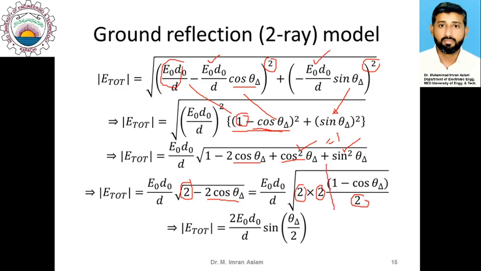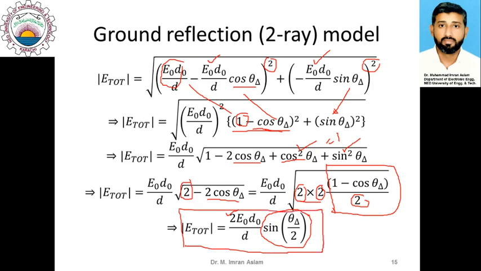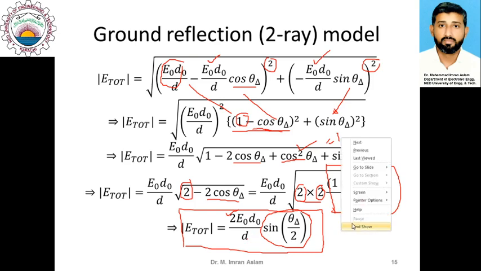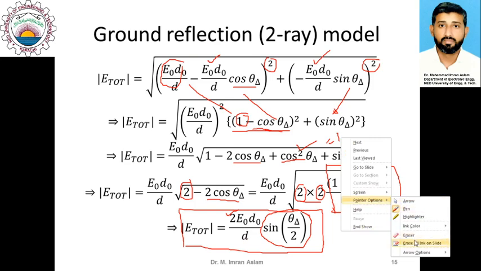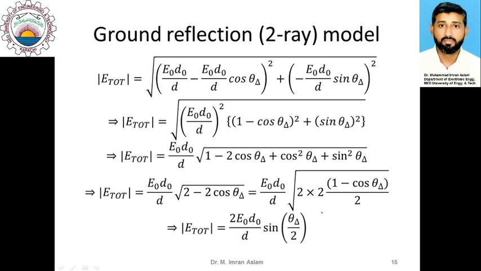So you can see that this entire factor, under root of 1 minus cos theta delta upon 2, is the trigonometric formula of sine half angle, sine theta delta by 2. This 2 into 2 becomes 4, and after the square root it will be 2 here. So the total electric field is given by this expression, E total equals 2 E naught d naught upon d sine theta delta upon 2. So this brings us to the approximate value of the total electric field at the receiver side.